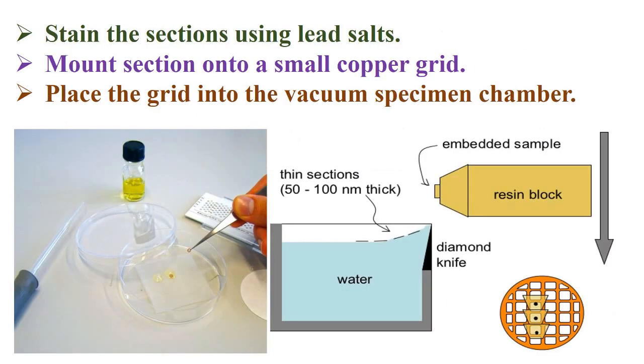After that, stain the sections using lead salts, then mount the section onto a small copper grid, and finally, place the grid into the vacuum specimen chamber, as viewed in the figure inside the slide.